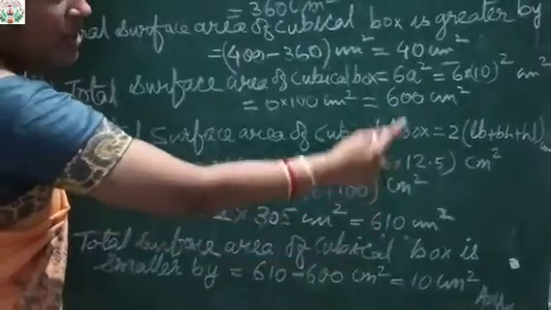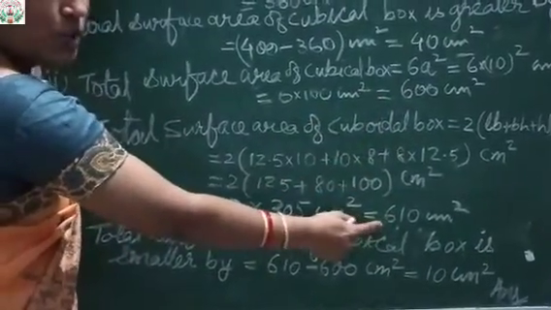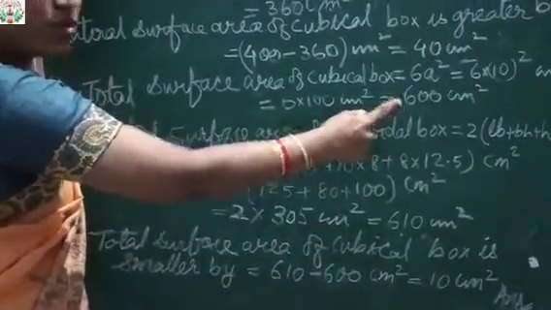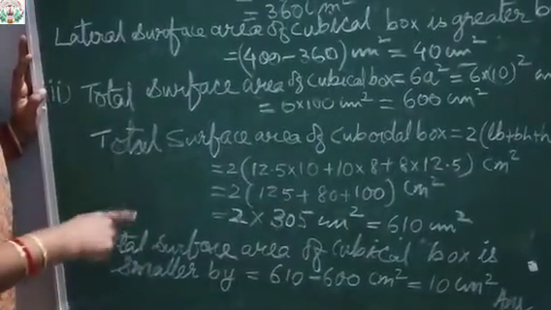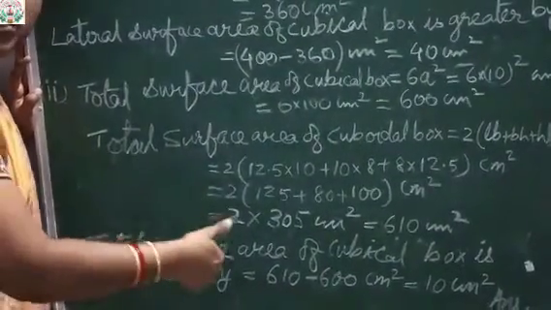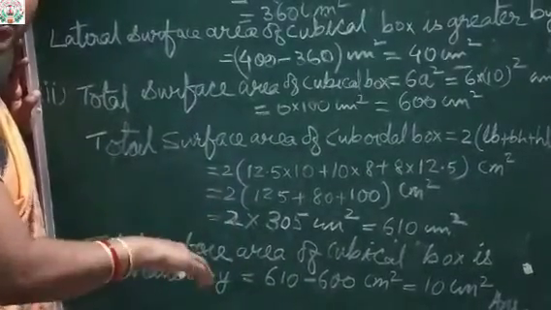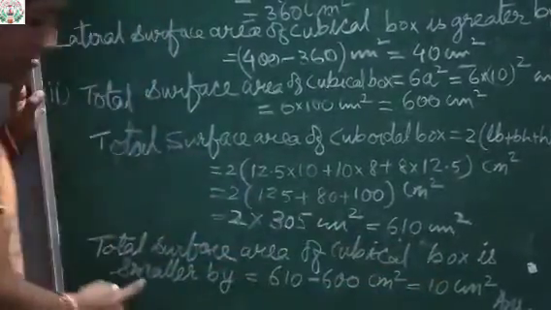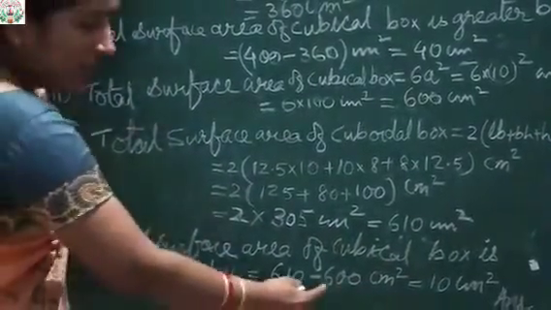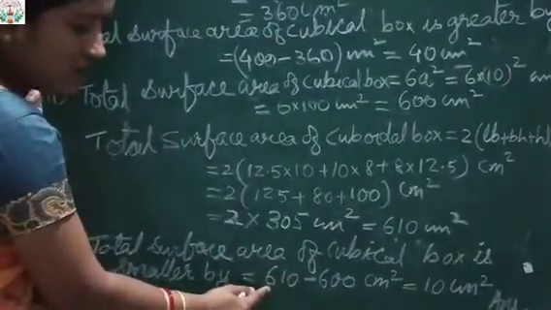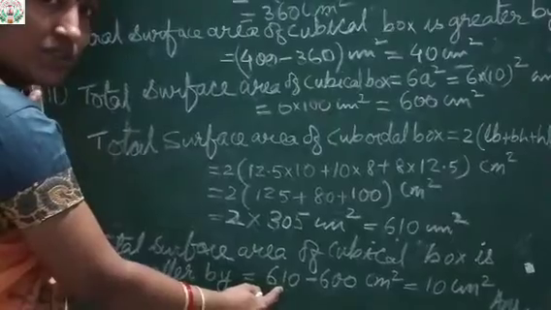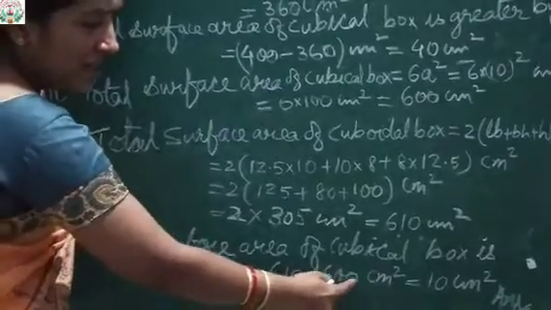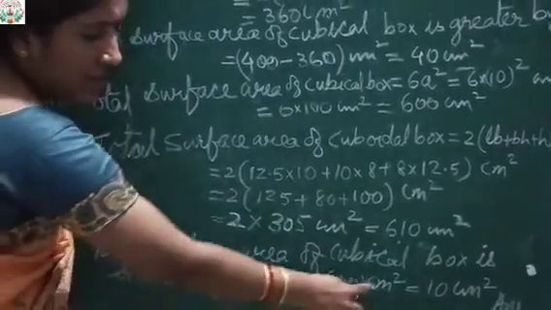Now seeing the numbers only we can identify which one is greater. Definitely the total surface area of the cuboidal box is greater than the cubical box. But our question is which total surface area is smaller, whether cubical or cuboidal? If it is cubical, by how much? So therefore the total surface area of the cubical box is smaller by greater minus smaller total surface area, that is cuboidal box total surface area minus cubical total surface area, that is 610 minus 600, within bracket, outside cm square unit.